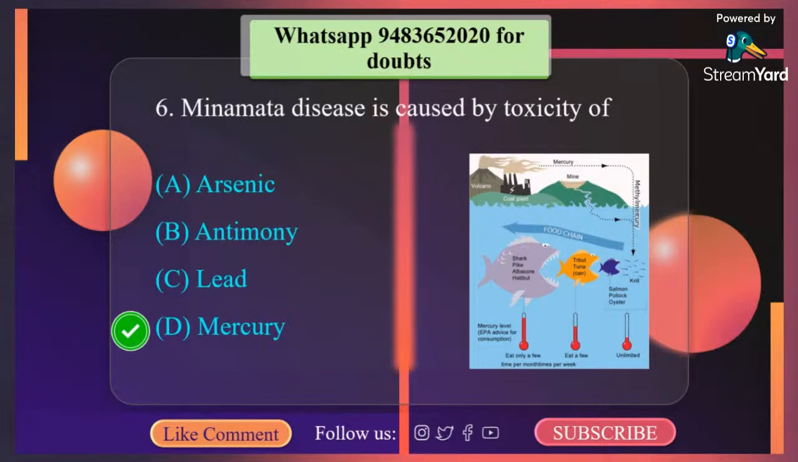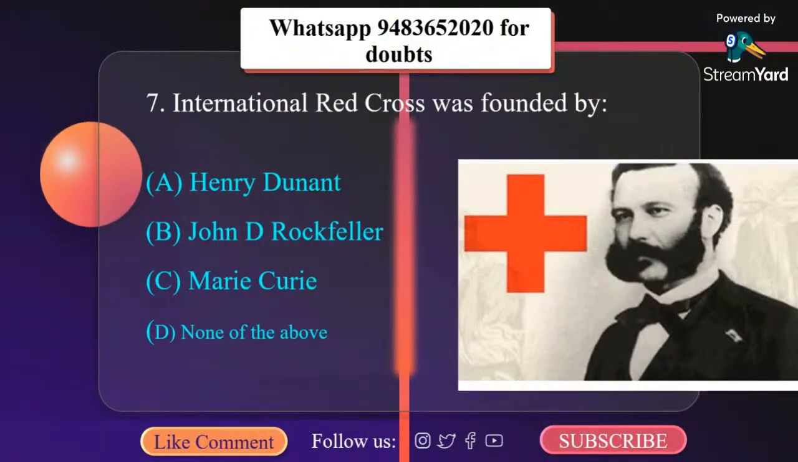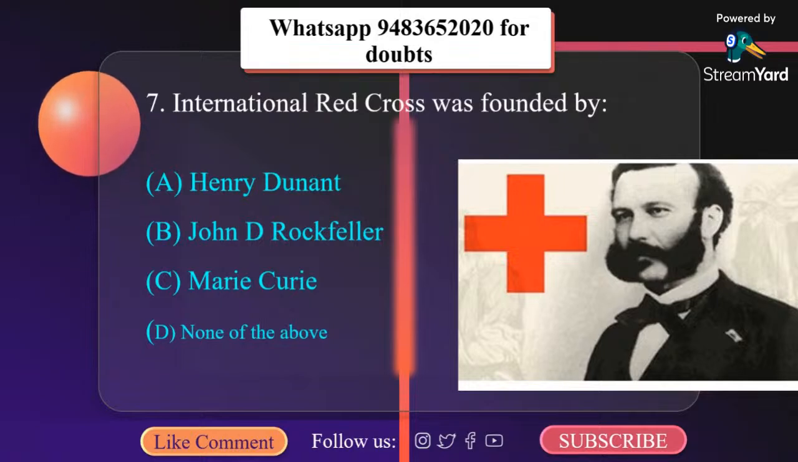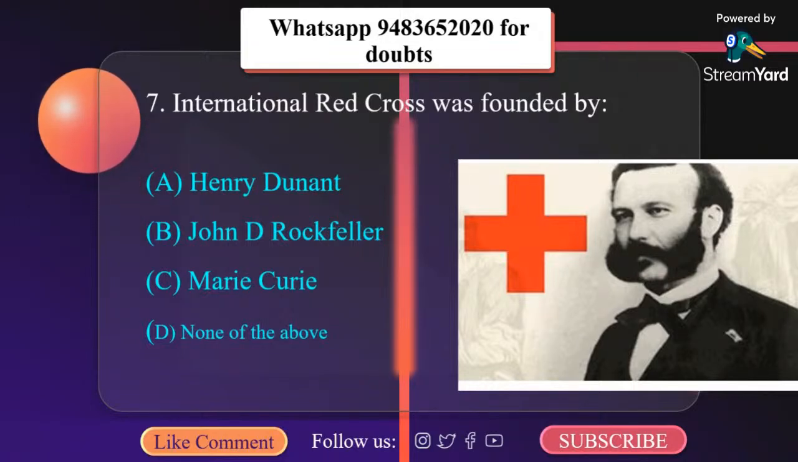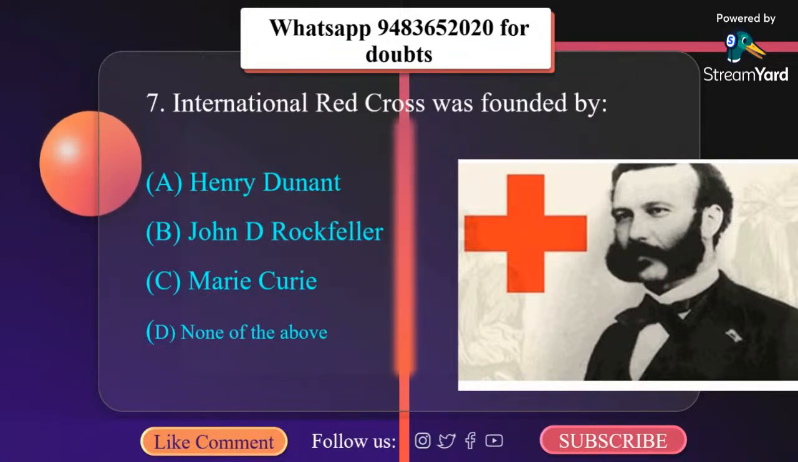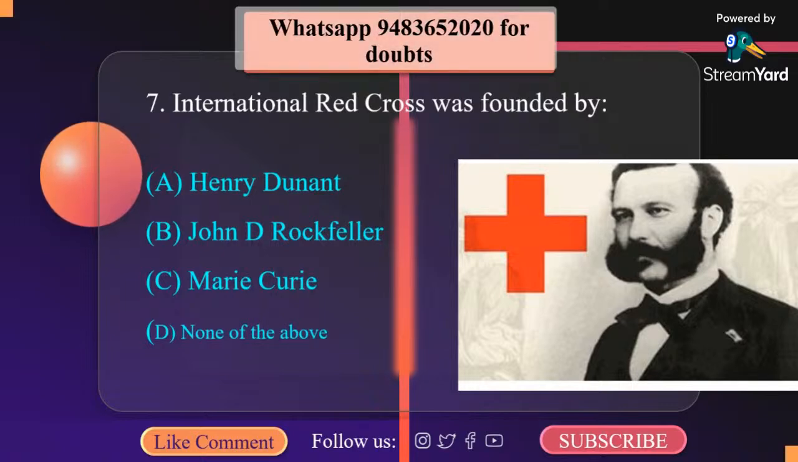International Red Cross was founded by A. Henry Dunant, B. John D. Rockefeller, C. Marie Curie, D. None of them. The Red Cross is a non-political, international humanitarian organization founded by Swiss businessman Henry Dunant. So the correct answer here is A. Henry Dunant.